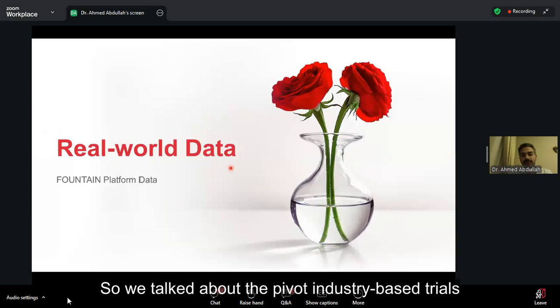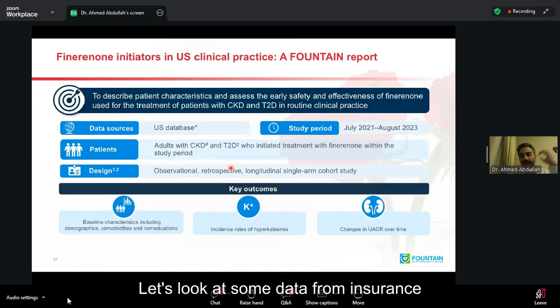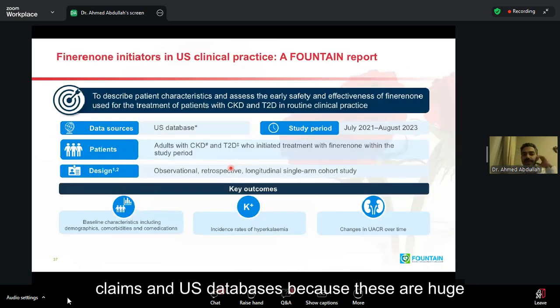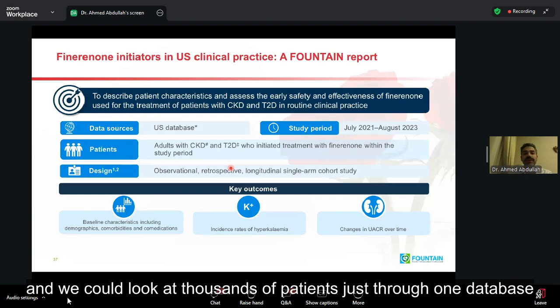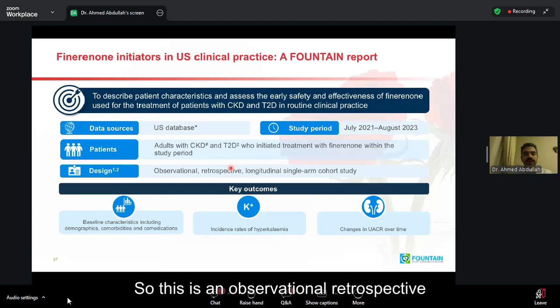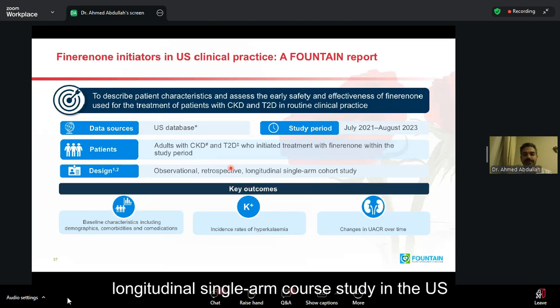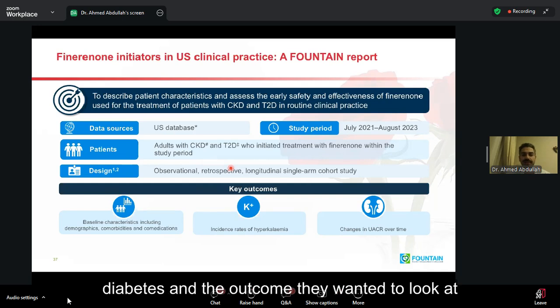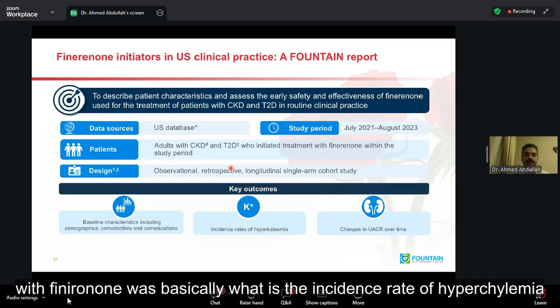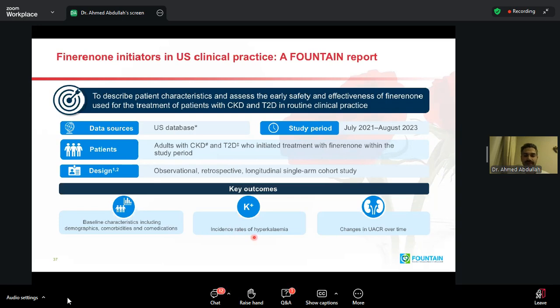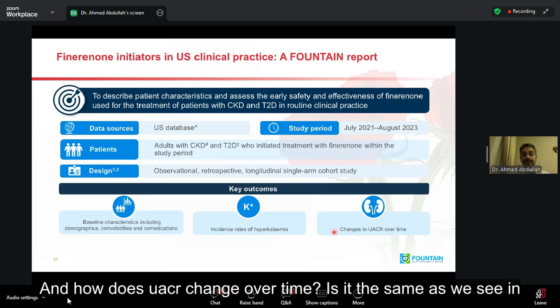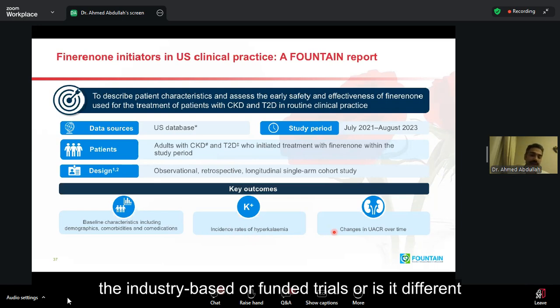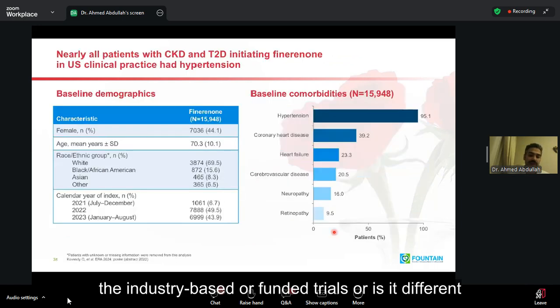And I will come to talk about this in the confidence trial. So what about real world data? So we talked about the pivotal industry-based trials. But let's look at some data from insurance claims and US databases, because these are huge, and we could look at thousands of patients just through one database. So this is an observational, retrospective, longitudinal, single-arm cohort study in the US, and they had patients with CKD and type 2 diabetes, and the outcome that they wanted to look at with finerenone was basically what is the incidence rate of hyperkalemia, and how does UACR change over time? Is it the same as we see in the industry-based or funded trials, or is it different?